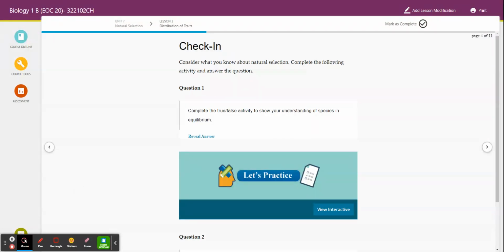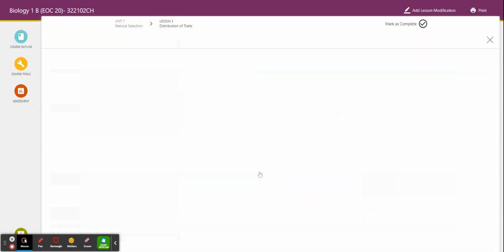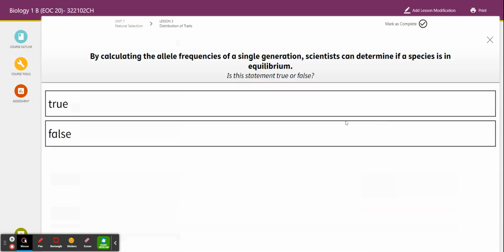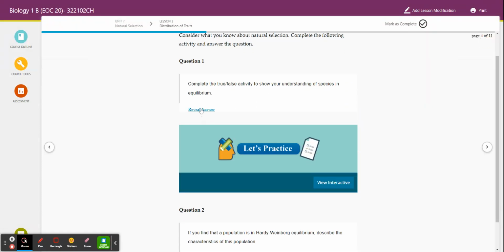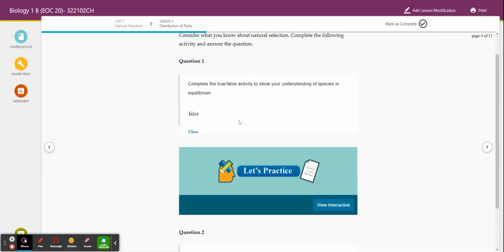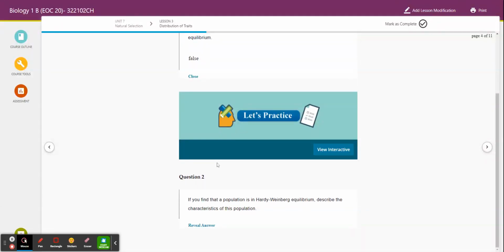Check-in. Consider what you know about natural selection. Complete the following activity and answer the questions. Complete the true-false activity to show your understanding of species in equilibrium. By calculating the allele frequencies of a single generation, scientists can determine if a species is in equilibrium. Is this statement true or false? That answer is false. It is going to take more than one generation.